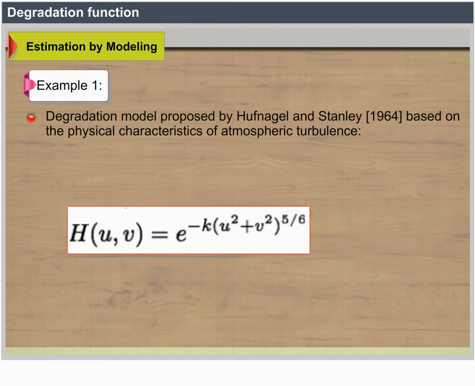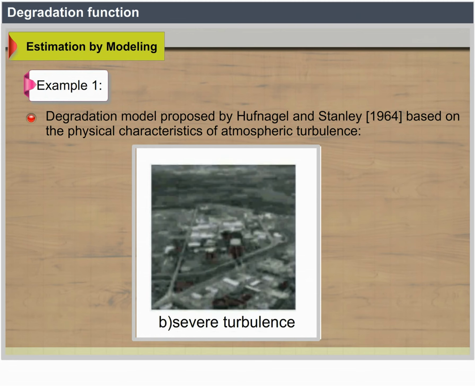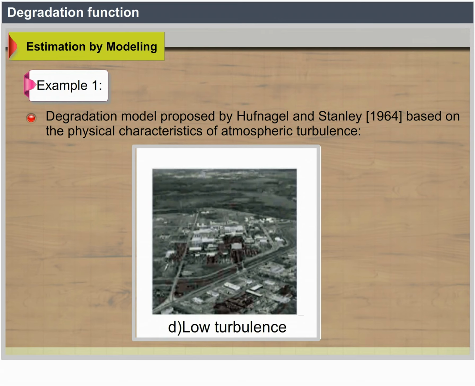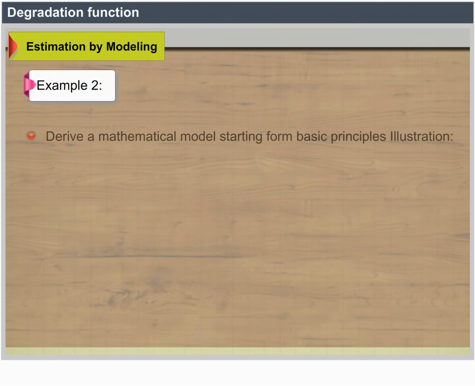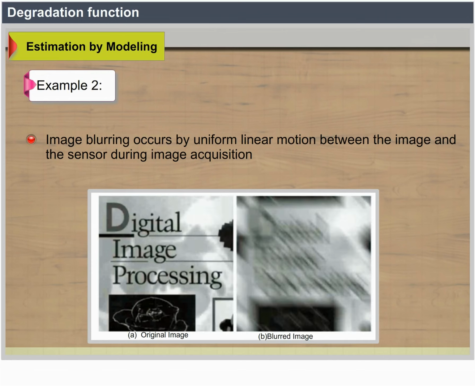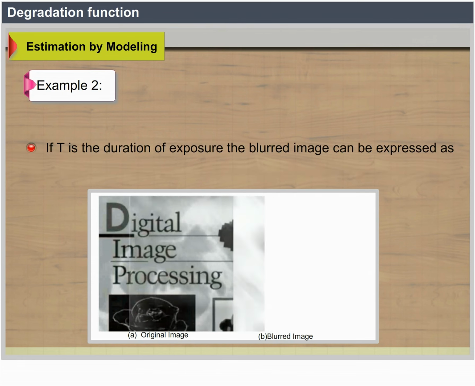Illustration. Image blurring by uniform linear motion between the image and the sensor during image acquisition. If t is the duration of exposure, the blurred image can be expressed as per the equation shown on screen. If there is motion in y as well. We can also see the inverse filtering equation on screen.